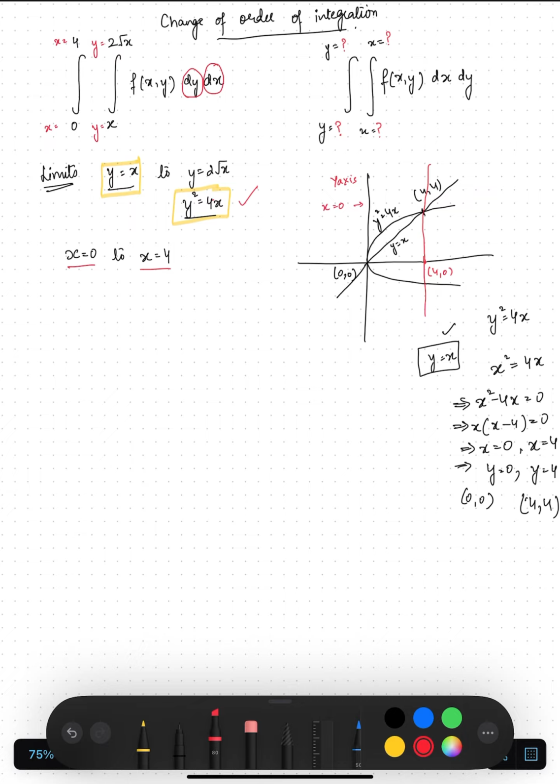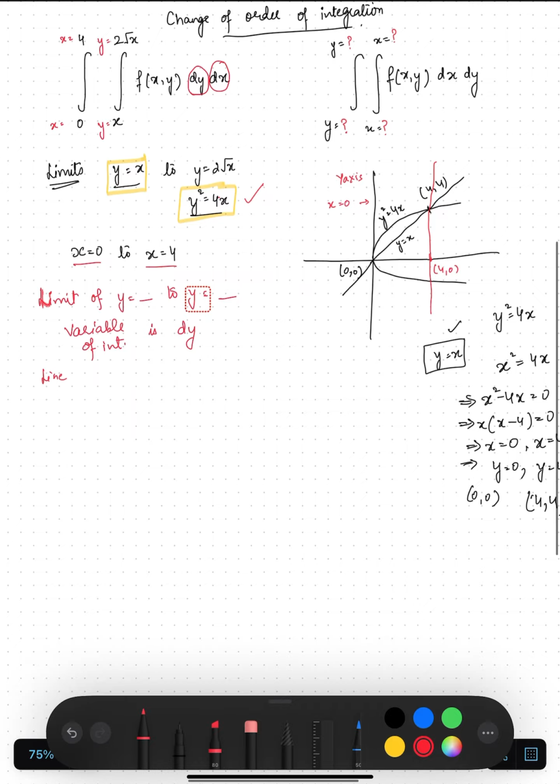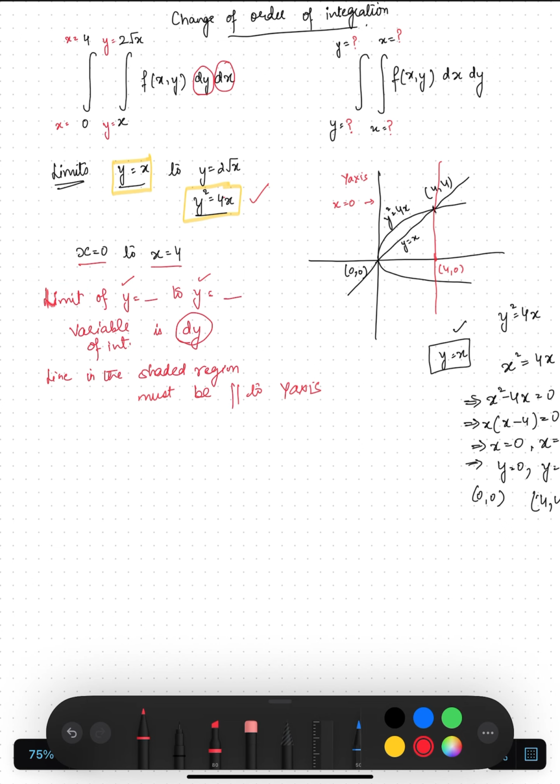Now understand one thing: if the limit is y is equal to something to y is equal to something, then the variable of integration is dy, and the line in the shaded region must be parallel to the y-axis. So there is uniformity. If the limit is y is equal to something to y is equal to something, the variable of integration is y, and the line in the shaded region will be parallel to the y-axis. On the other hand, if it is the limit of x is equal to something to x is equal to something, the variable will be dx and the line will be parallel to the x-axis.